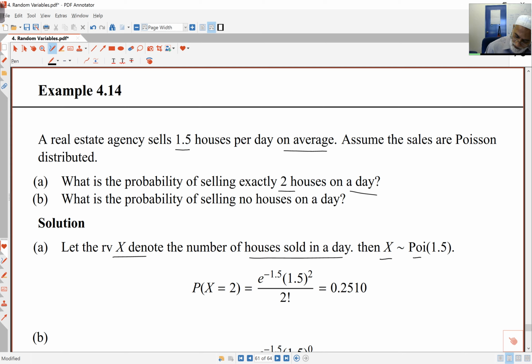X is Poisson. The mean is 1.5. I want x equals 2. My formula says e to the negative lambda, the mean, then the mean to the k, 1.5 to the k. So it's e to the negative lambda, lambda to the k over k factorial. Lambda here is my 1.5, so it's e to the negative 1.5, 1.5 to the power k, which is 2, and then 2 factorial. That comes to 0.2510.